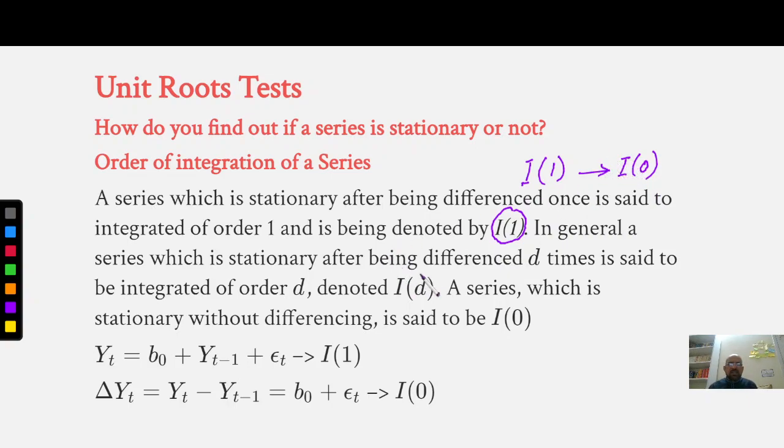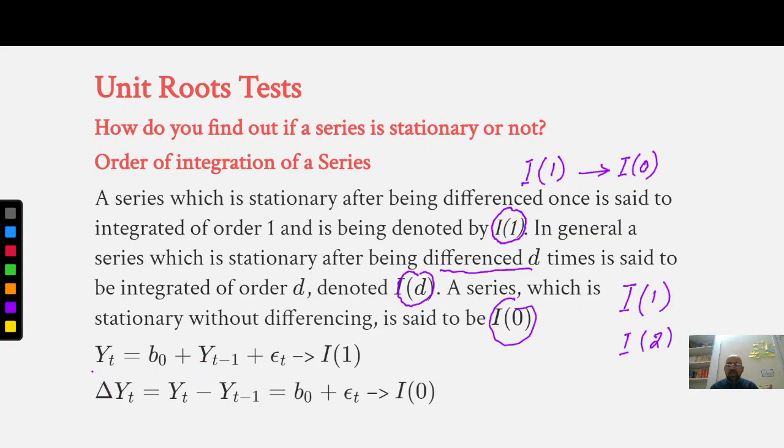In general, if a series is differenced d times, we call it integrated of order d. Usually in economics, series are either I(1) or I(2), meaning after taking the second difference, it becomes stationary. And a series which is stationary without differencing is called I(0). Integrated of order 0 means a stationary series.